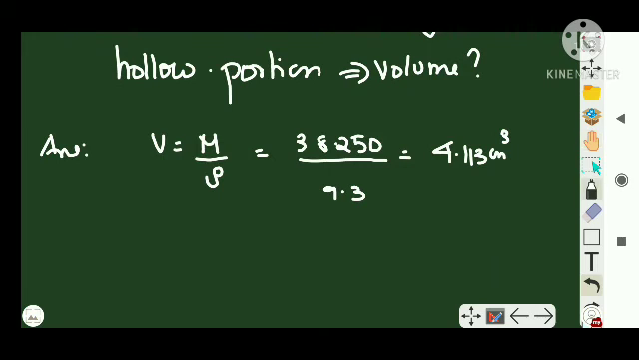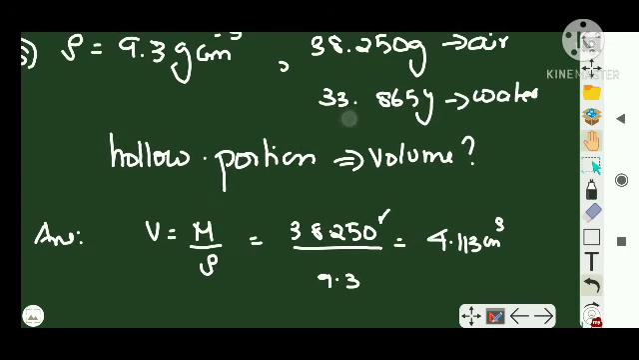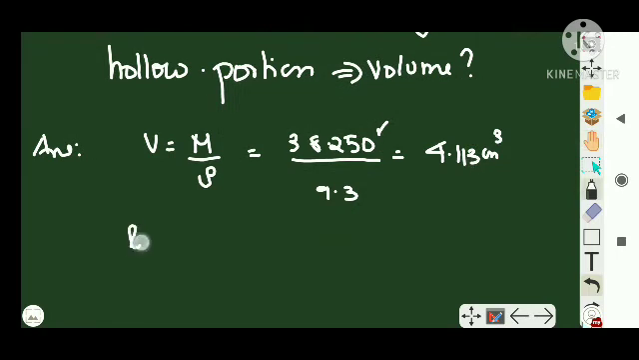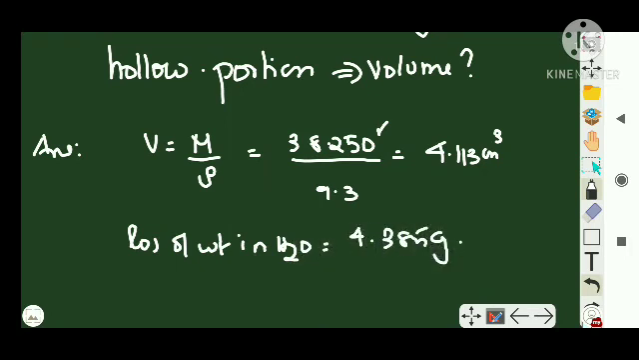Now once it is dipped in water, it is losing some weight. How much loss is happening? Its initial weight is this much, and in water its weight is 33.865, so its loss in weight is the difference between these two. You will get the loss of weight in water as 4.385 grams. That is the difference, right?